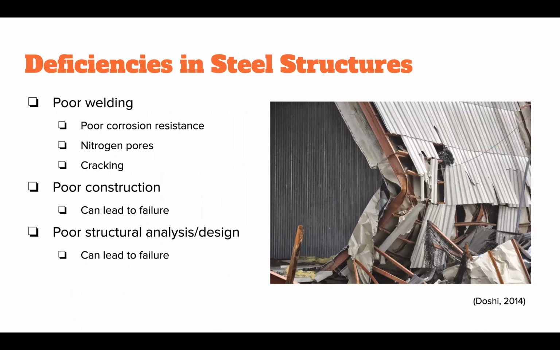Some deficiencies in steel structures, such as poor welding, can result in ineffective joining of steel members and provide poor structural integrity, as you can see by this image of a steel skeleton of a building that failed in compression. Some poor welding practices, such as neglecting nitrogen loss, can lead to poor corrosion resistance, nitrogen pores, and cracking. Furthermore, poor construction and structural analysis or design can also lead to failure. However, it's important to note that steel failures do not always result from poor construction or analysis only.